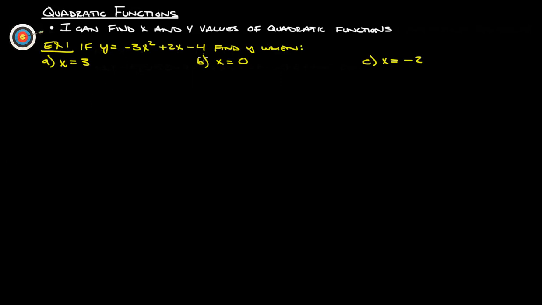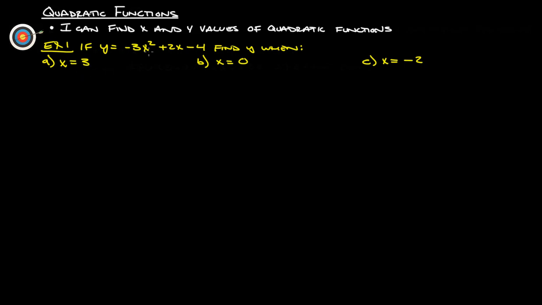So like this here, quadratic function, because it's got a constant, it's got an x to the first, and x to the second is the highest power. So this is a quadratic function. Okay. Example 1, if y equals negative 3x squared plus 2x minus 4, find y when x equals 3.